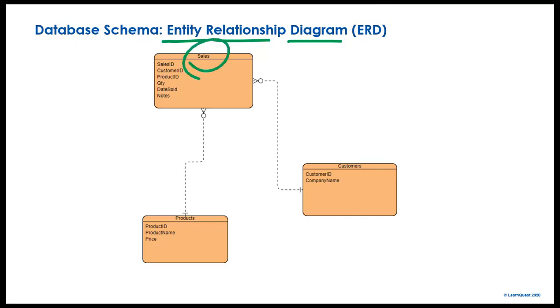So the sales entity, the products entity, the customers entity. And then these three entities are related. So these lines represent the relationships between the sales, products, and customers tables. Or I should really say among the sales, products, and customers.